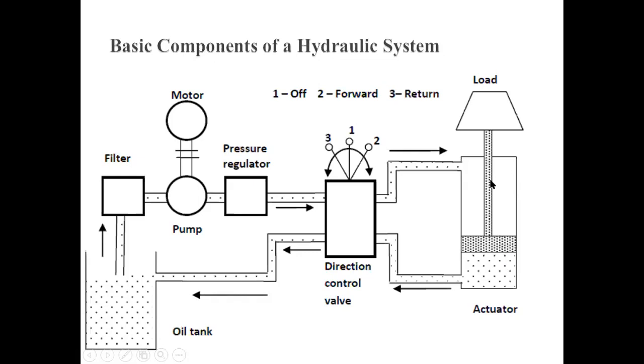Whenever we have to down the load, we keep the position of the lever at position 3, and when we keep the lever at position 3, again motor will operate the pump. The pump will lift the hydraulic oil through filter and pressure regulator and supply it from this way.